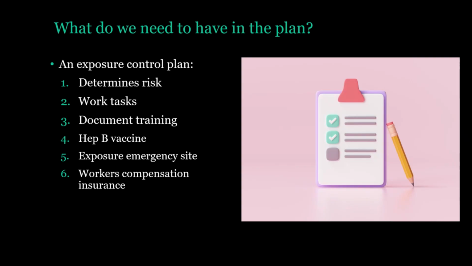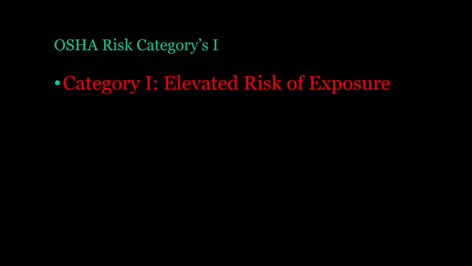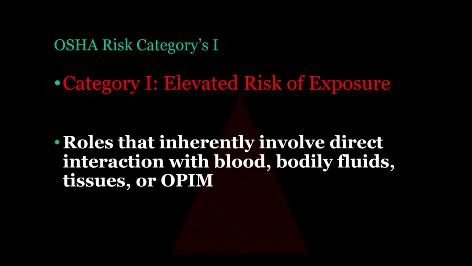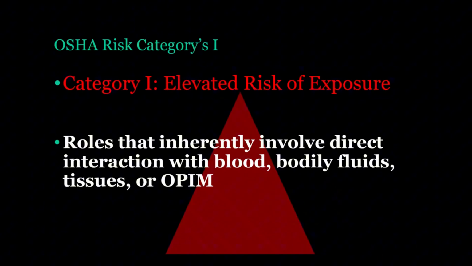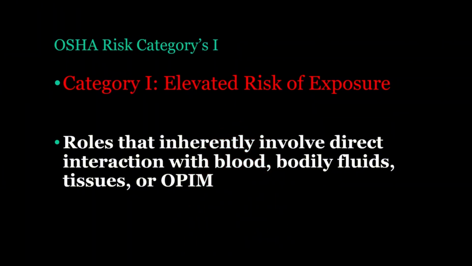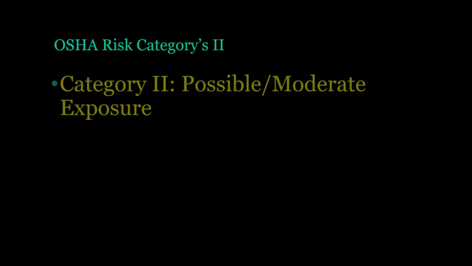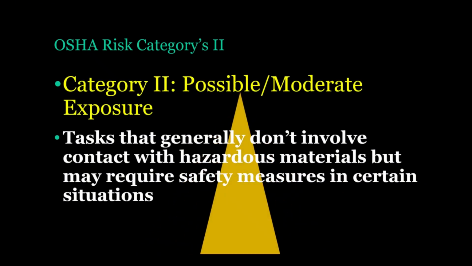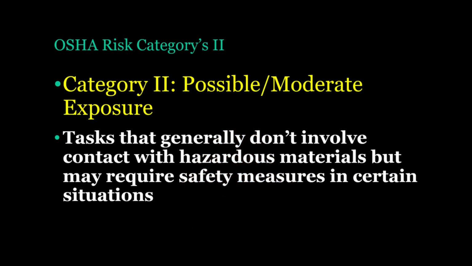When it comes to the risk categories, the most elevated risk of exposure is category 1. And this is roles where you are definitely going to be involved with blood and bodily fluids. So this would be embalming and most of body preparation. The secondary category, or category 2, is possible or moderate exposure. So this might be where you're handling the deceased either with cosmetics or moving or placing in the casket, but you're not necessarily doing the preparation that involves the blood and the other OPIM.